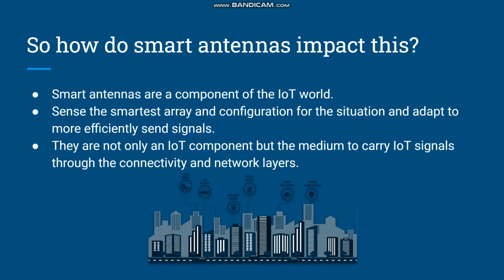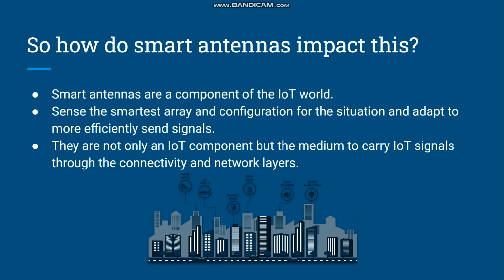Okay, so what role do smart antennas play in this whole smart city technology? Well, smart antennas are a component of the IoT world. They communicate with each other and they make smart decisions based on the environment they're found in. In smart cities, antennas can sense the smartest array for the situation they're in and adapt to send signals more efficiently with less data loss. Furthermore, not only are they a component of IoT, but they're also part of the networking layer and they can be utilized to send signals in between other IoT devices.